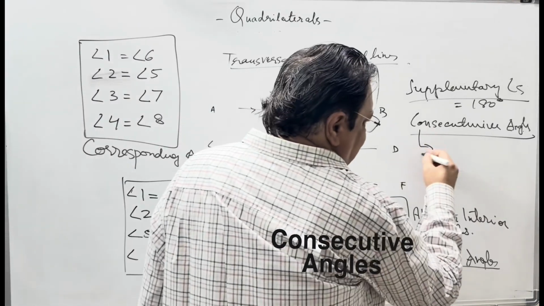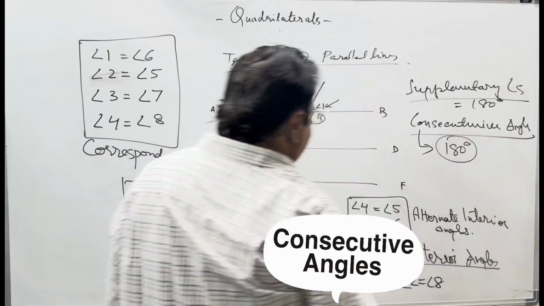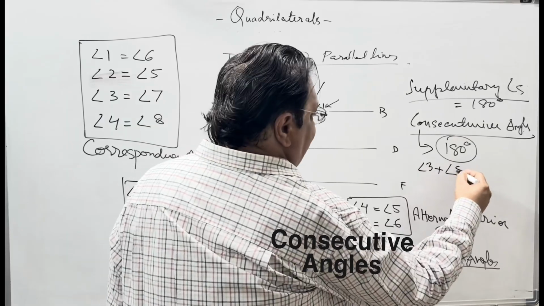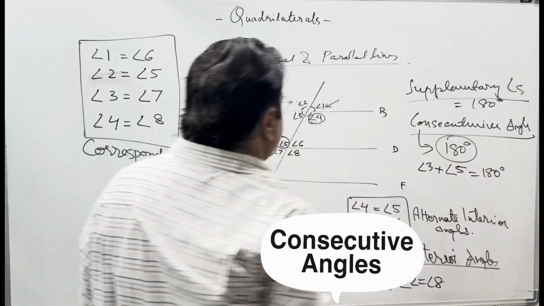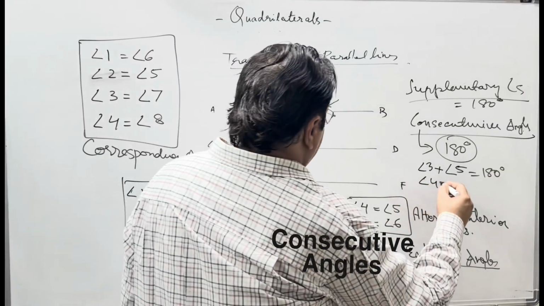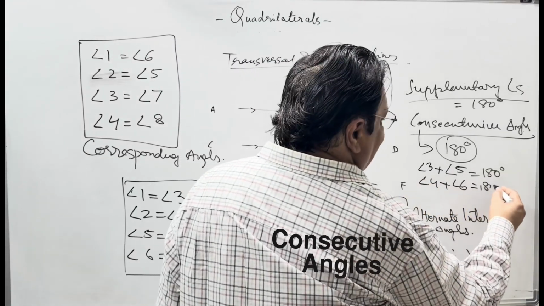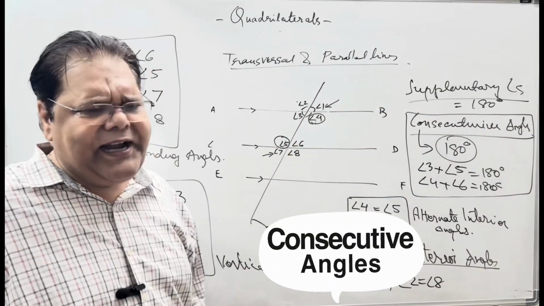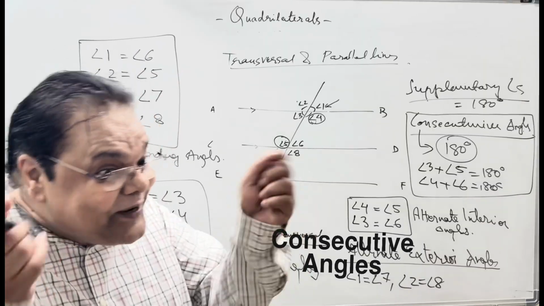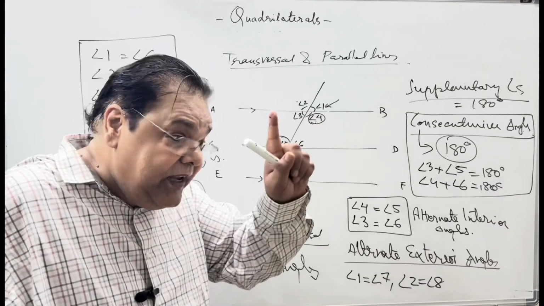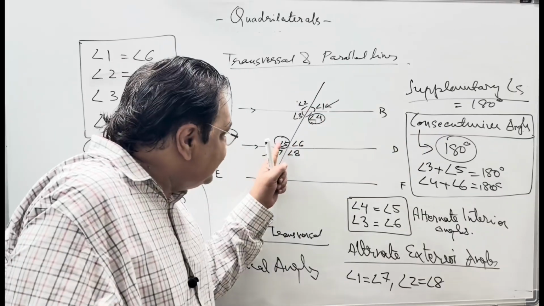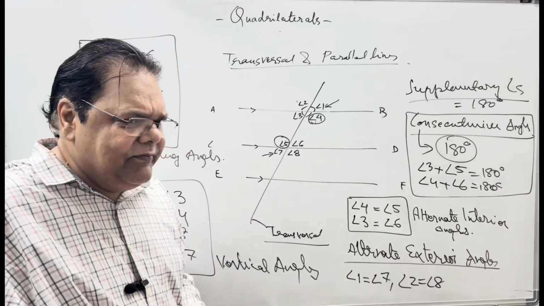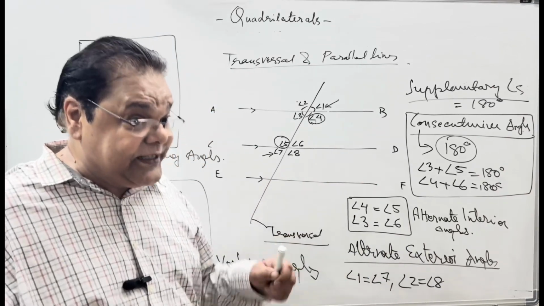And the last one, an important one, consecutive angles. The consecutive angles always add up to 180 degrees. Angle 3 plus angle 5, always 180 degrees. Angle 4 plus angle 6 is equal to 180 degrees. These are consecutive angles. You will get 180 in many cases, but which one to add to get 180? When you add this, we will say consecutive angles. When you add this, we will say linear pairs, or we will say they are supplementary angles. Total 180, but they are coming from different places.